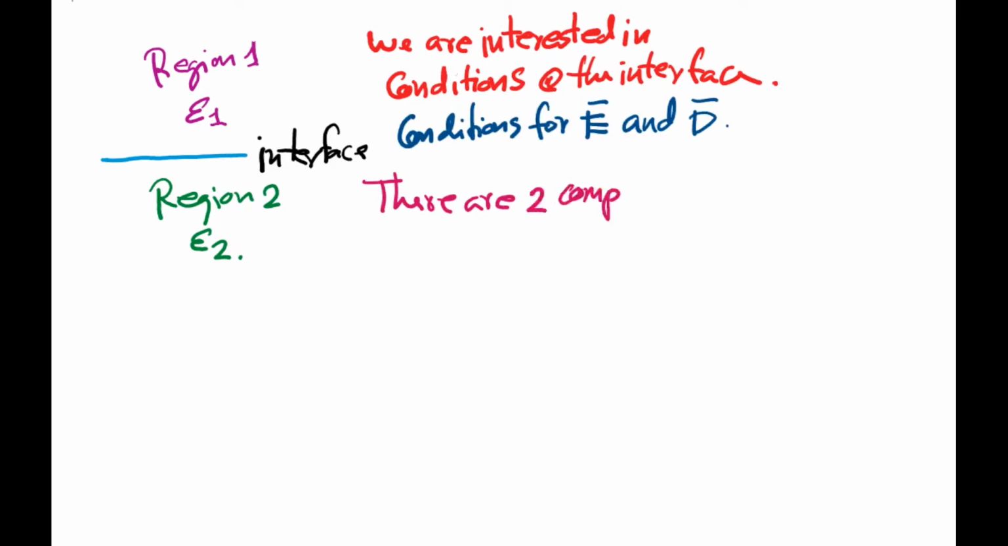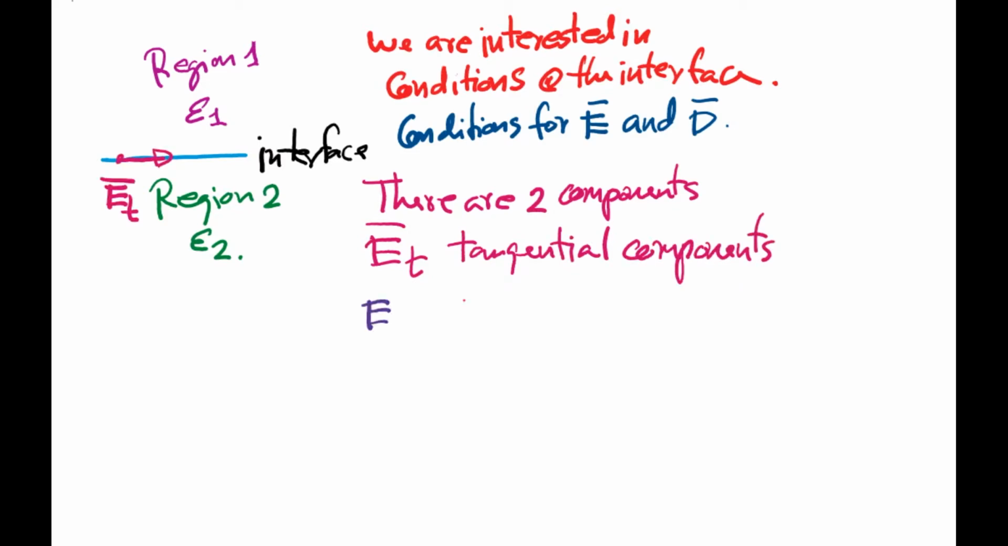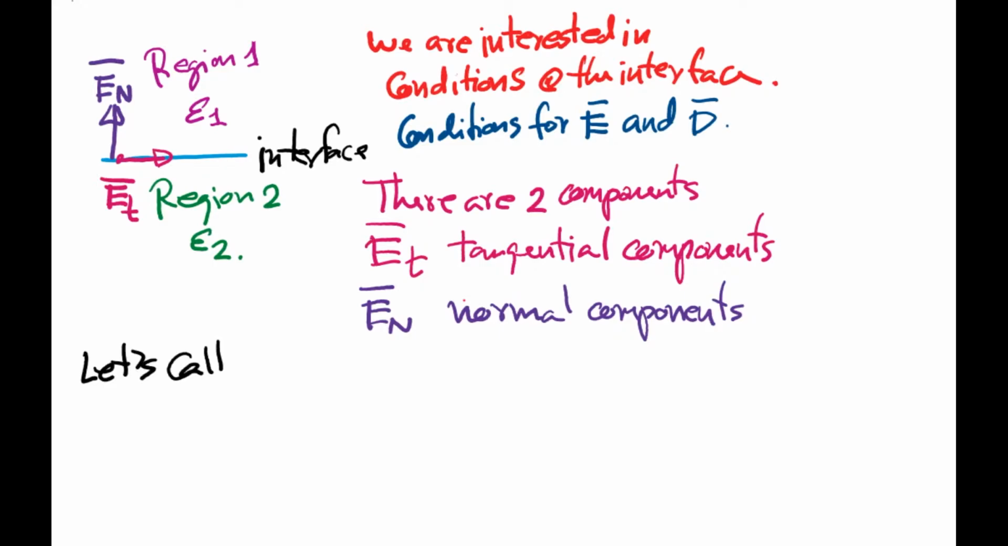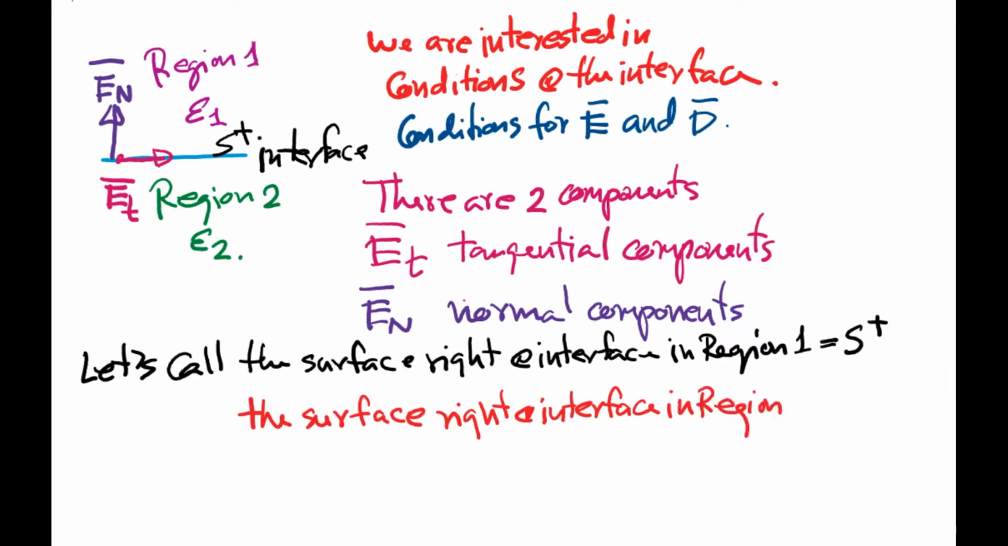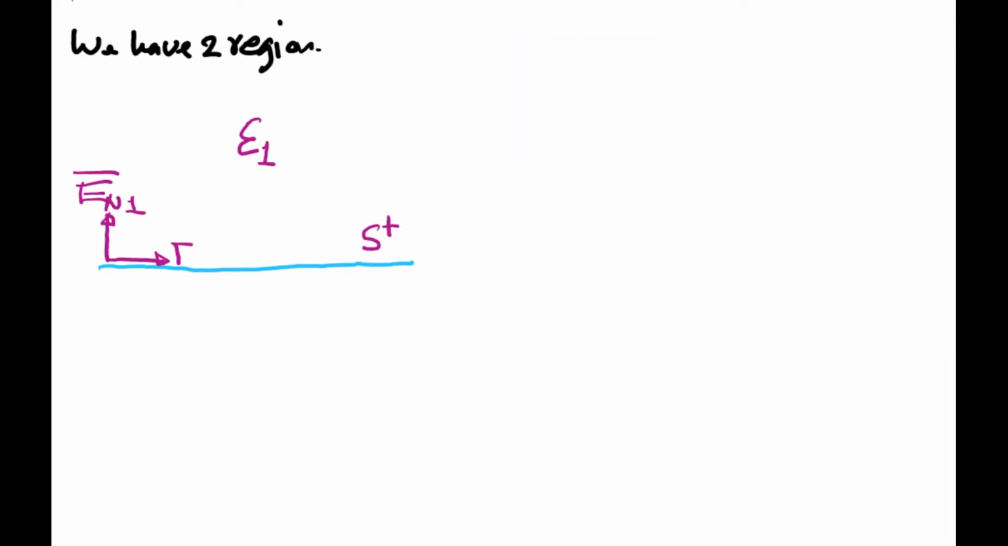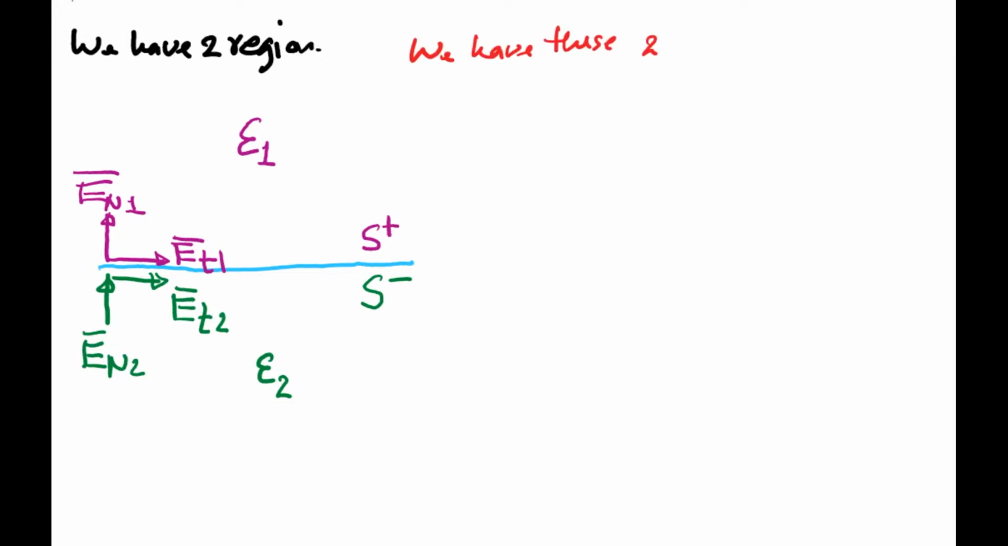There are two components. E sub t is a tangential component and E sub n is a normal component for electric field. Let's call the surface right at the interface in the region 1 surface S plus and the surface right at the interface in the region 2 S minus. We have two regions shown here. We'll use these two equations.